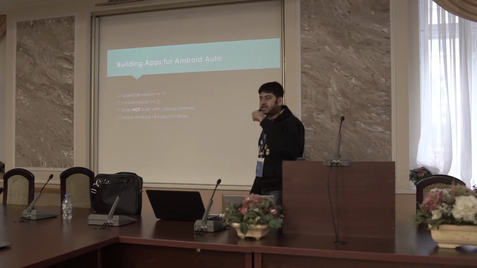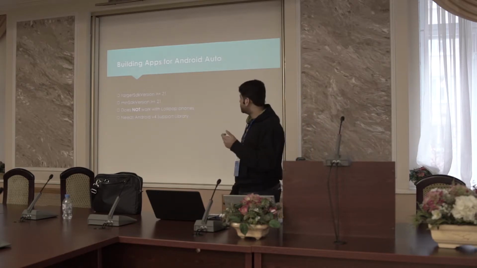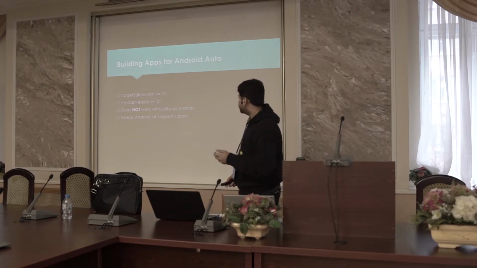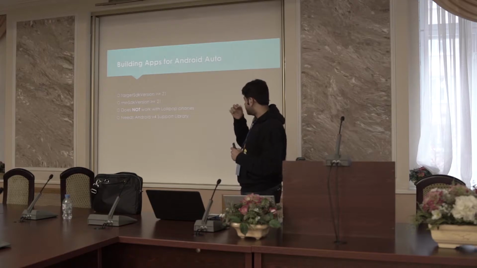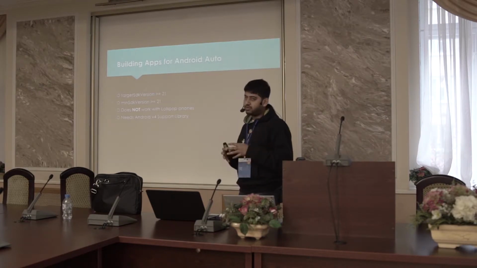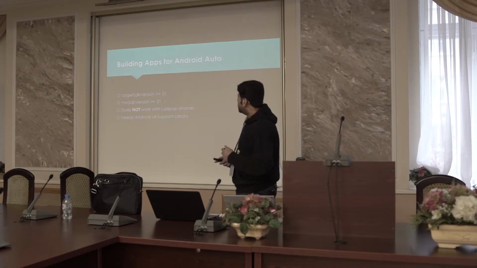So, technicalities about building apps for Android Auto: you have to target an SDK version of 21 or above. Anything below 21, the target SDK won't work. Min SDK also has to be 21 and above. It does not work with Lollipop phones. I think that line probably is wrong. A few months ago, Google sent an update on the Android Auto app. It now works with Lollipop phones. I'm not sure, we'll have to check, but support with Marshmallow and above is much better. And it needs the Android v4 support library.